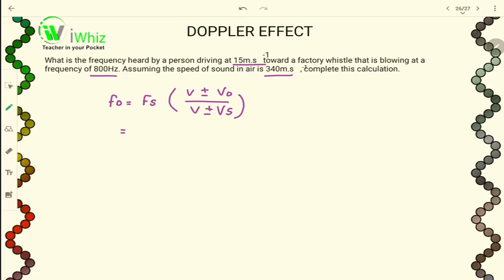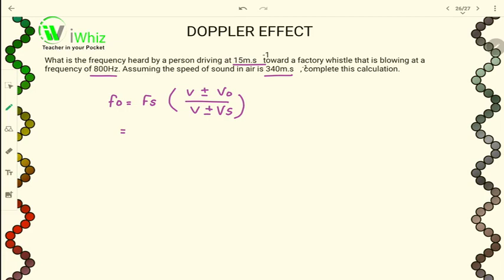That's right, wizards. It will be the whistle that is attached to the factory. So we can look at the velocity of the source as 0. Why would we look at it as 0? That is because that whistle will not move. It will not change its position. It is located on the factory.